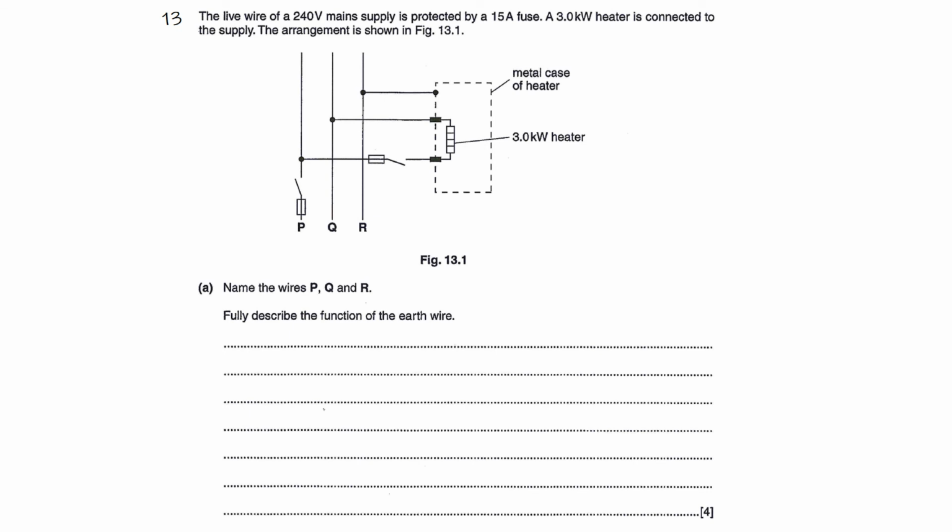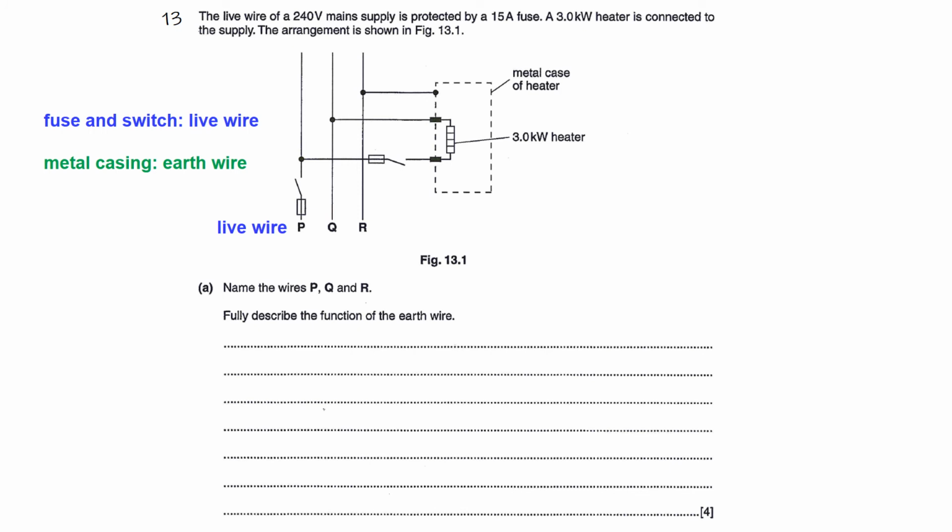The live wire of a 240 volts main supply is protected by a 15 ampere fuse. A 3 kilowatt heater is connected to the supply. The arrangement is as shown in the figure. Name the wires P, Q, R. Recall what we learned in the previous question that the fuse and the switch must be connected to the live wire. Therefore, we can see that in this figure, wire P is the wire that is connected to the fuse and the switch. Therefore, wire P must be the live wire.